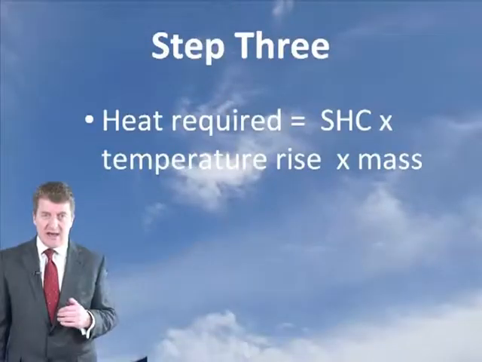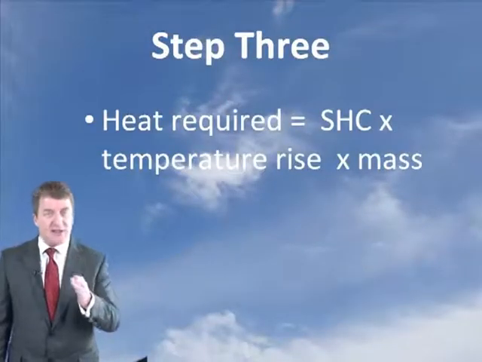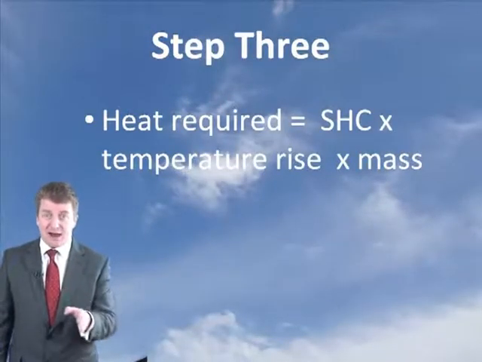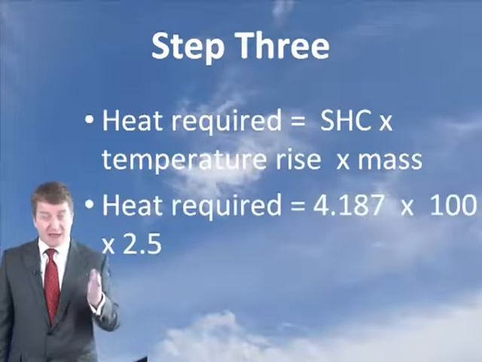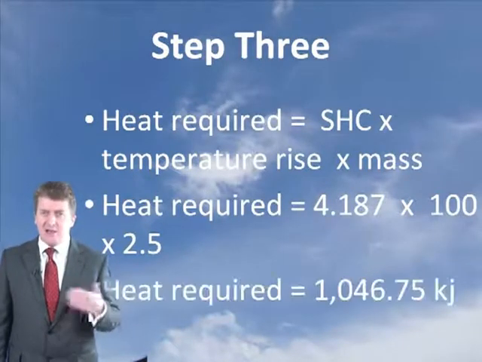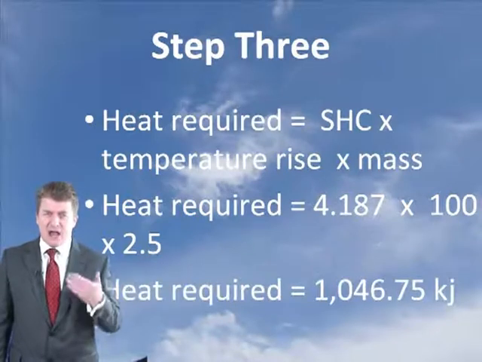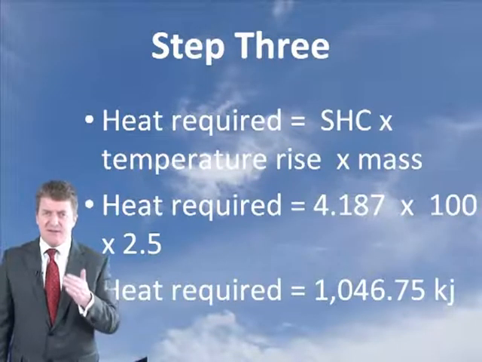Now we've turned the ice into water, we need to heat it up to its boiling point. This is where the specific heat capacity of water comes in. So how much energy do we need? Well, the heat required is the specific heat capacity times the temperature rise times the mass. Therefore, the heat required is 4.187 times 100 times 2.5. The heat required is 1046.75 kilojoules. That's step 3. So do you understand? We're adding all this energy together.